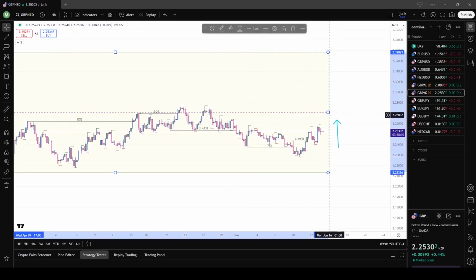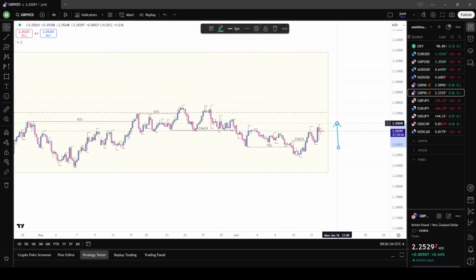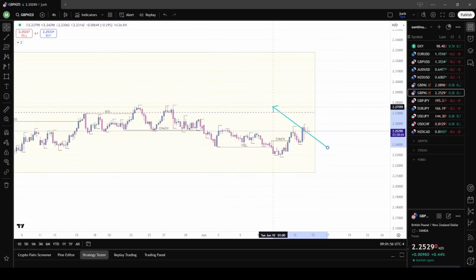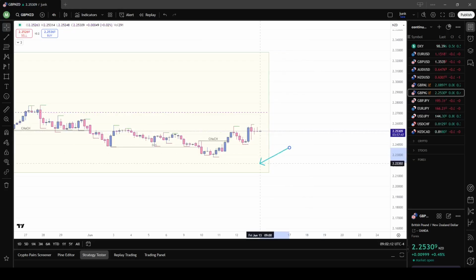So we have to see if these highs of this pullback will be taken out. If it does, looking for any type of opportunity to go ahead and target the highs of this overall range. Was looking just like with GBP AUD for these lows to be taken out, but if it does start to break down, these lows start to be taken out, looking for any type of opportunity in this bearish momentum shift, look for opportunity to sell to target the lows of the overall range.